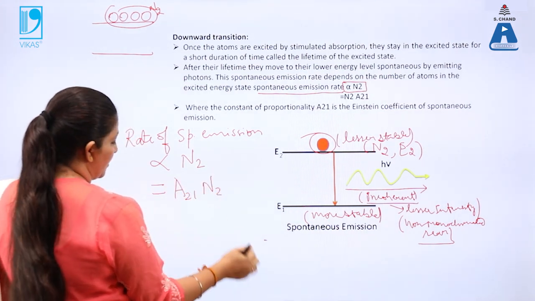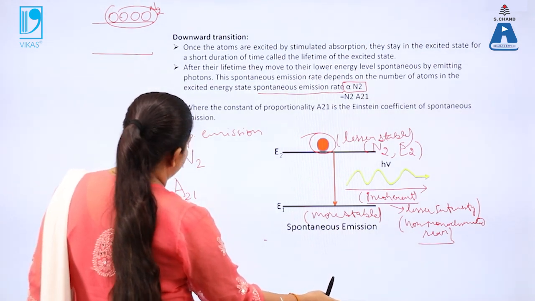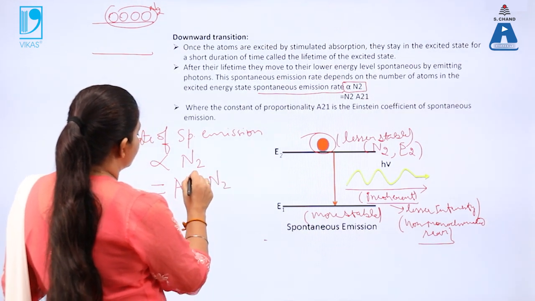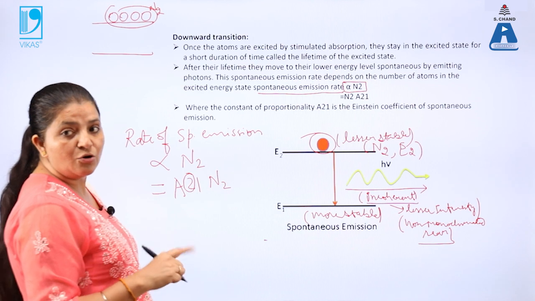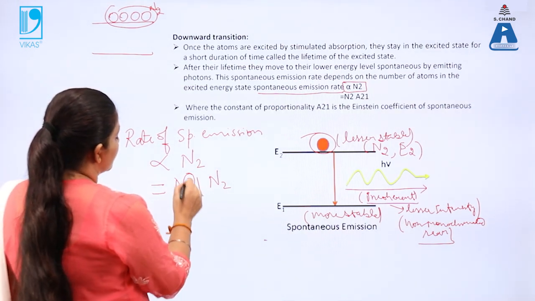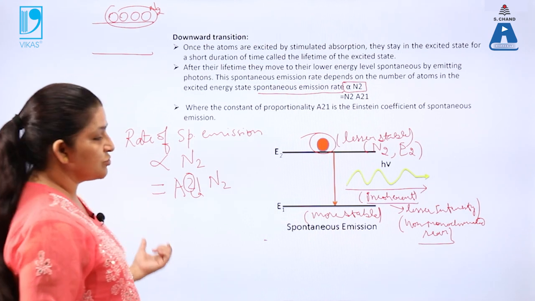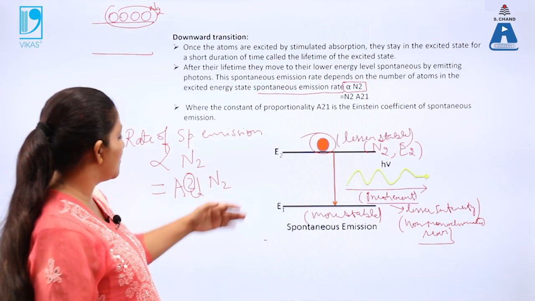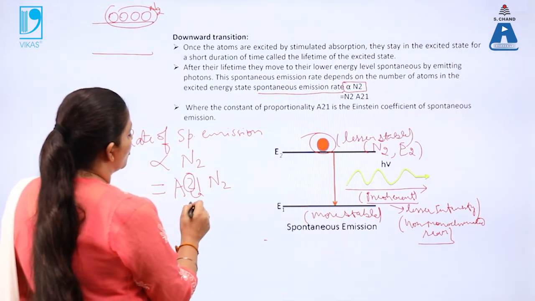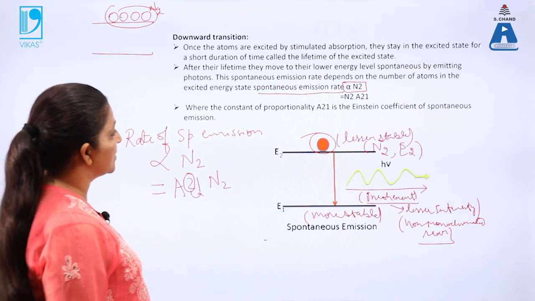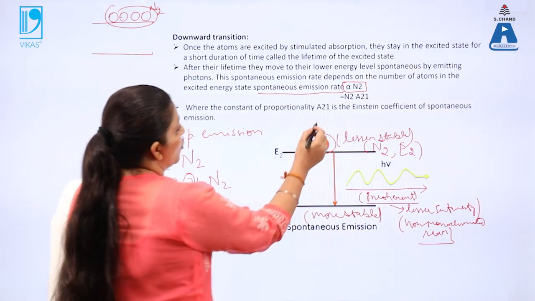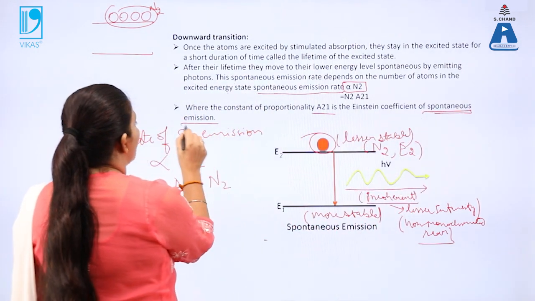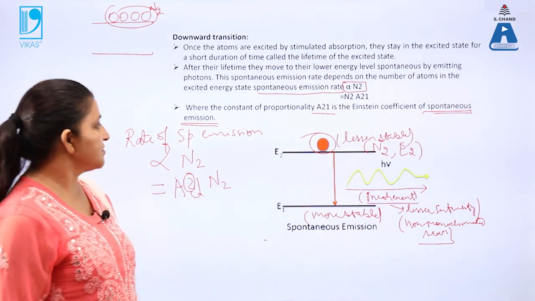What is 21 over here? Here 21 represents that transitions have taken place from state 2 to state 1, and spontaneous emission occurs, so that's why the constant is written A. So this rate is known as A21 into N2. This is known as the spontaneous rate, and A21 is known as Einstein's coefficient of spontaneous emission.